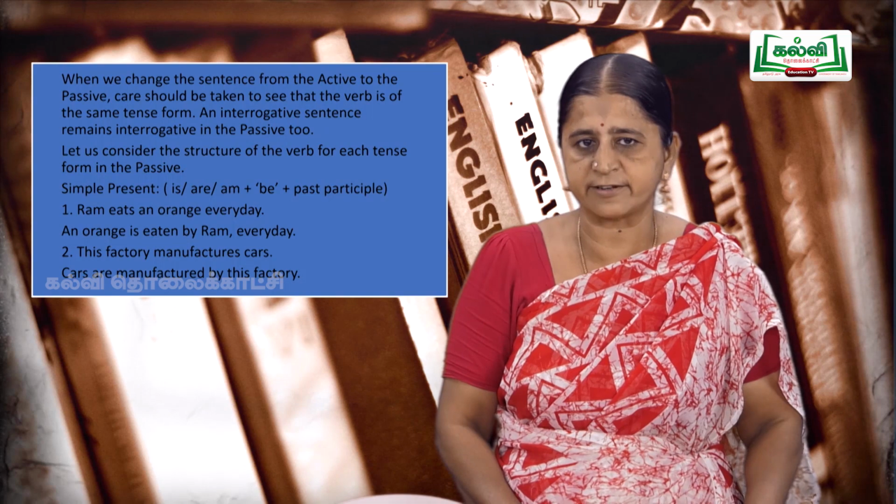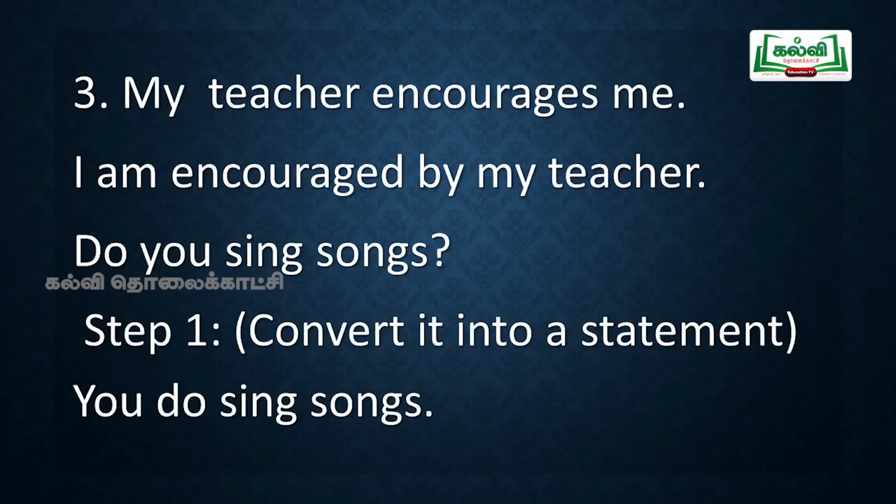Now look at the next sentence. My teacher encourages me. My teacher is the subject, encourages is the verb, encourages whom? Me. That is the object. When I start the sentence in the passive, I would use I instead of me. So when I use I, the verb should be am. So I am encouraged by my teacher.